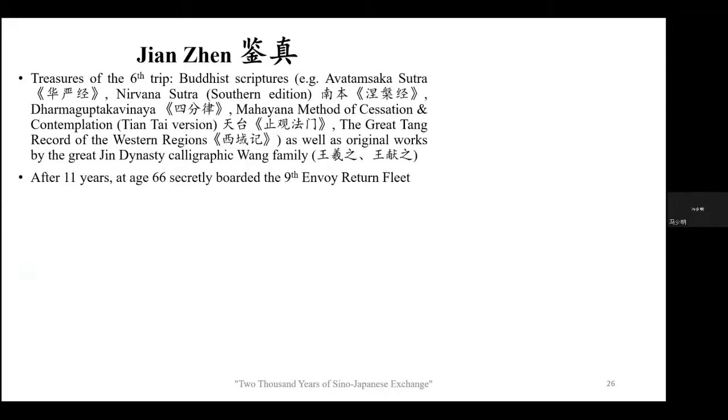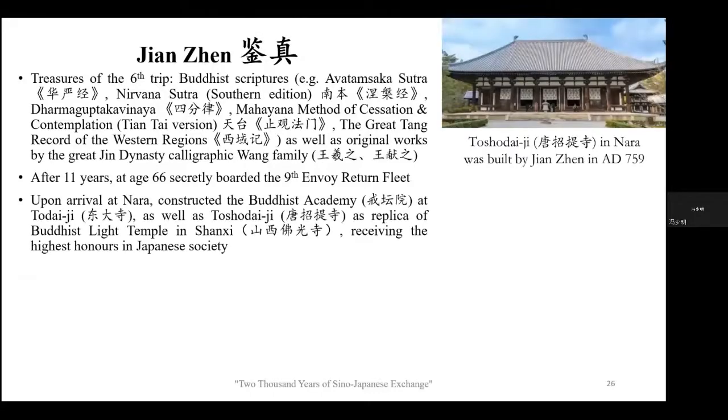After 11 years, at age 66, he secretly boarded the 9th Envoy Return Fleet. And when he arrived at Nara, he constructed the Buddhist Academy at Todaiji, as well as the Tosho Daiji. And this building is actually a replica of the Shanxi Foguang Si, and he received the highest honors in Japanese society.